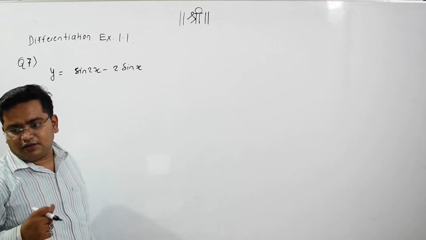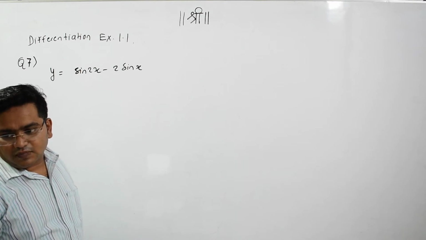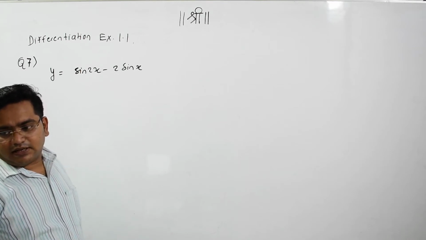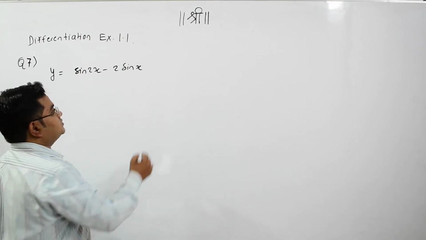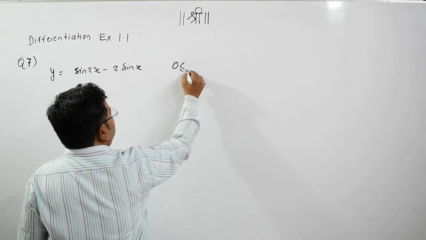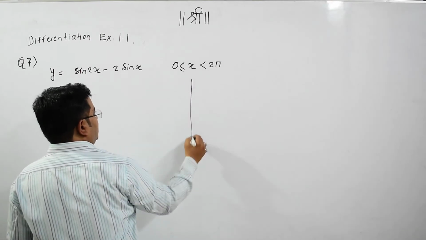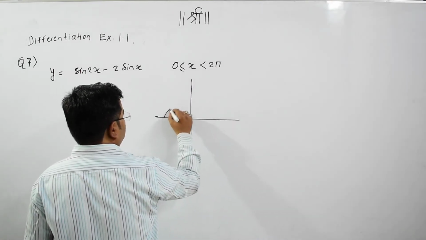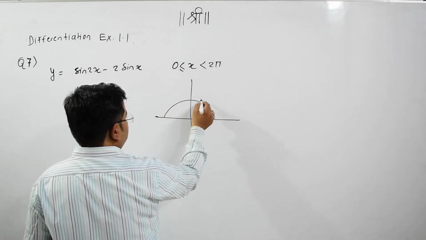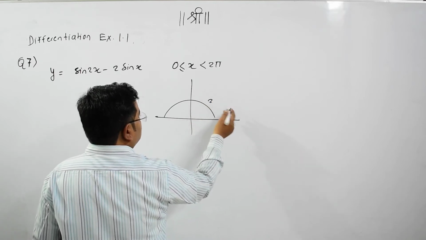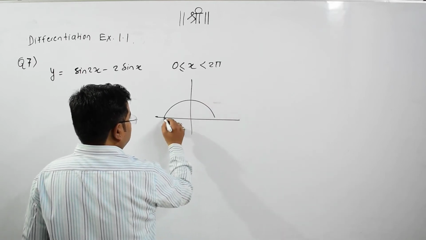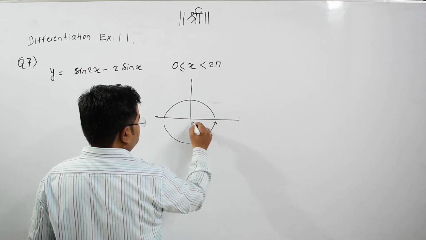The next parameter is given like this: 0 is less than or equal to x, and x is less than 2 pi. So whatever we are working with, it should be within this range. Okay, so how much is this angle? 360, no? So it should be less than 360.